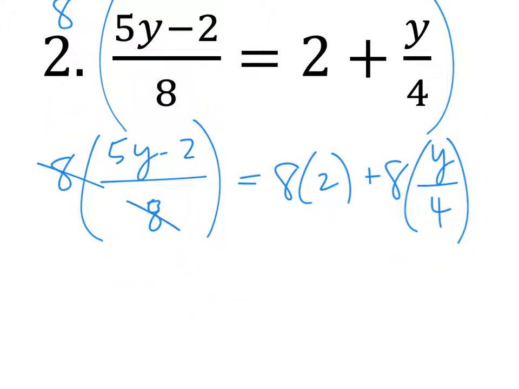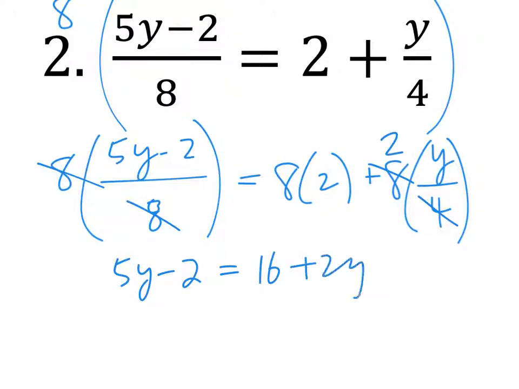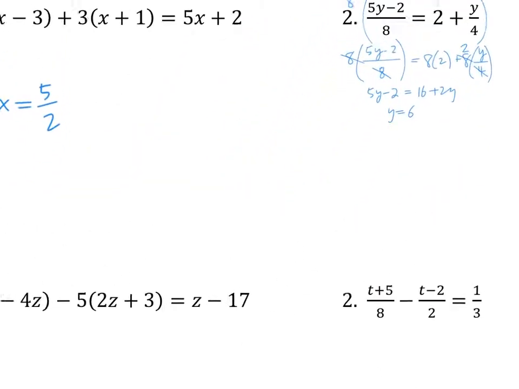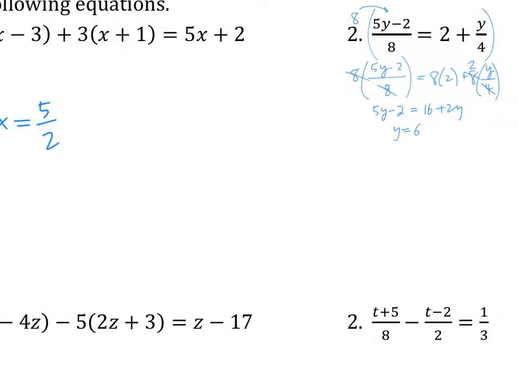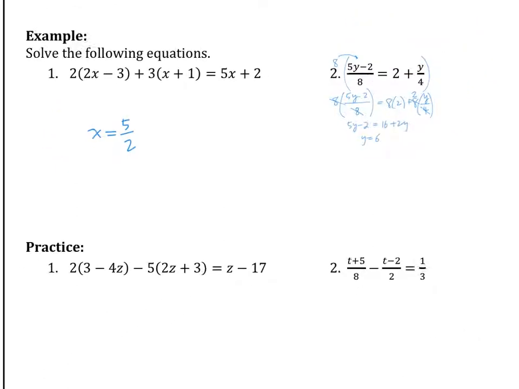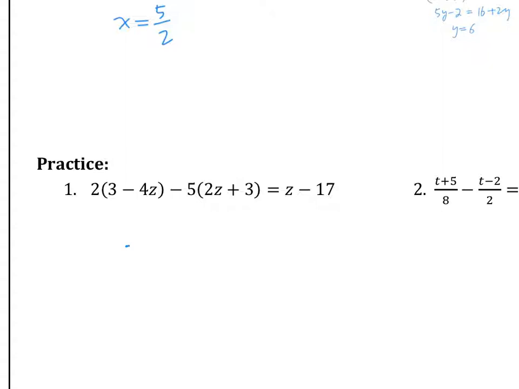Okay, so this 8 cancels. 5y minus 2 equals 16. And that cancels. You have a 2, so plus 2y. So y is 6. Okay, if you have not moved on to the next 2, go ahead and do that. And then I will check your answer. Okay. Number 1, the answer is z equals 8 over 19. Number 2, t equals 31 over 9. Okay, so please be careful with your algebra there.